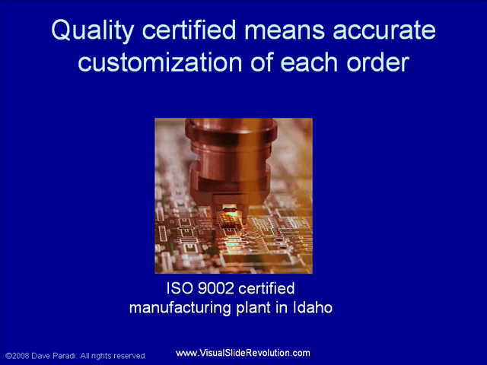Quality certification. Many firms have quality certification. We do as well. What that means for you is that when you place those custom orders, we're going to accurately customize each of those orders. Our manufacturing plant in Idaho is ISO 9002 certified. That means that we follow the process procedures, and we can go through those with you at any time if you need to see more detail on that to prove to you why it is that these are so valuable to you.